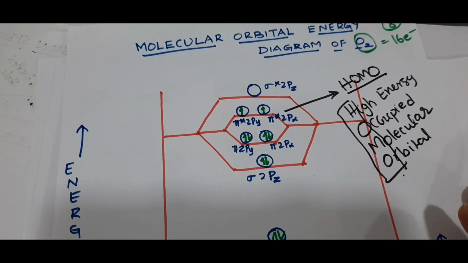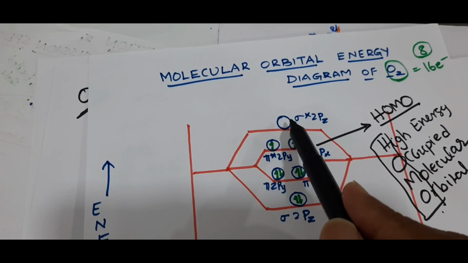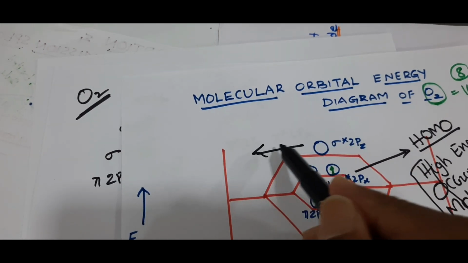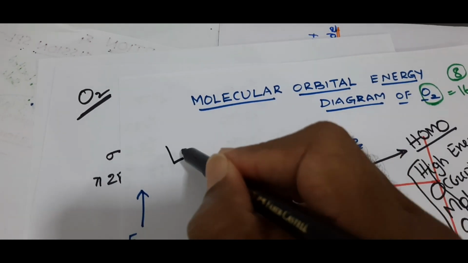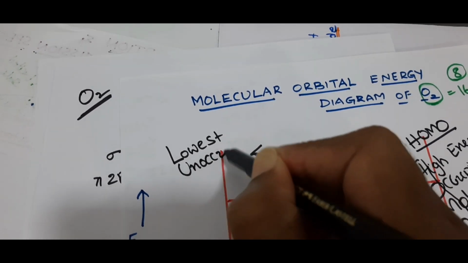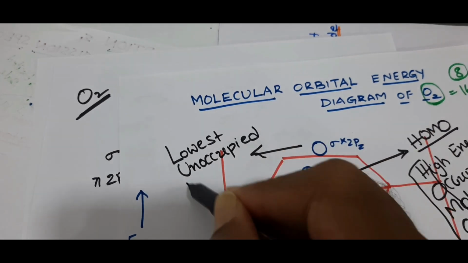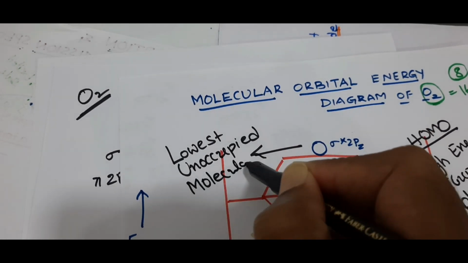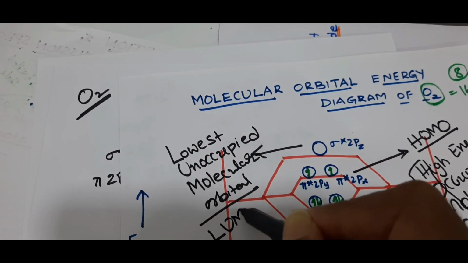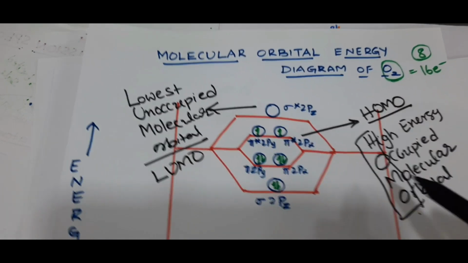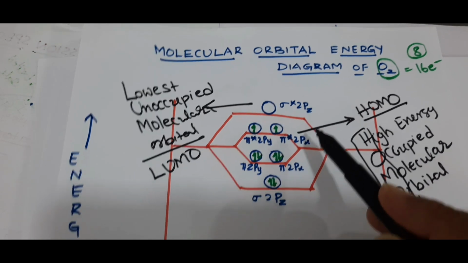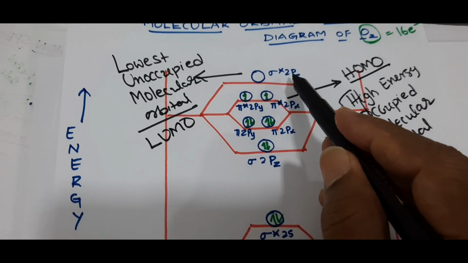And among all the molecular orbitals, this is the empty orbital. Among all the empty molecular orbitals, it has the lowest energy among the empty. That is why it is called lowest unoccupied molecular orbital. This is called LUMO, right? Here HOMO is pi star 2py, pi star 2px. LUMO is sigma star 2pz.